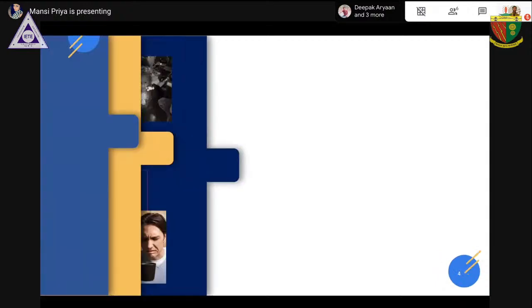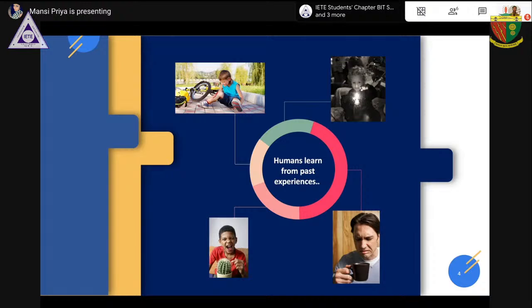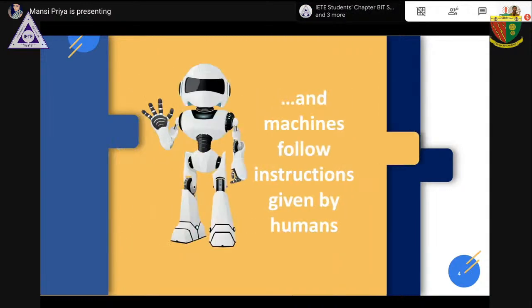One fact that I would like to point out is that we humans learn from our past experiences. We know that if we put our finger into the fire, it can burn, or if we touch a cactus, it can prick our fingers. These are things that we learn from our past experiences. And there is one more fact: we can teach machines to follow the instructions that are given by us. So why not combine both of these factors and make a model?